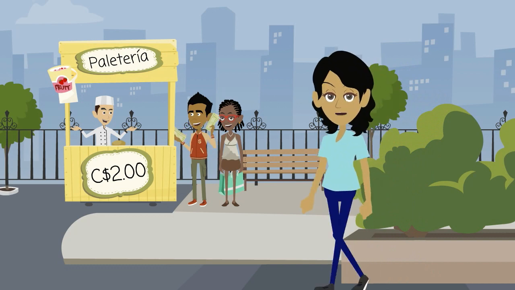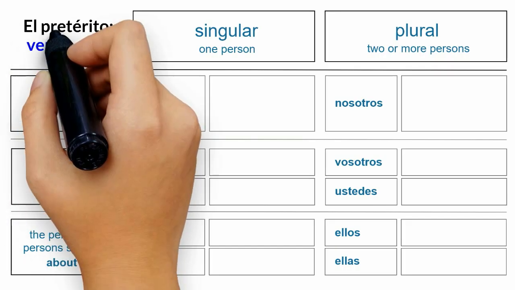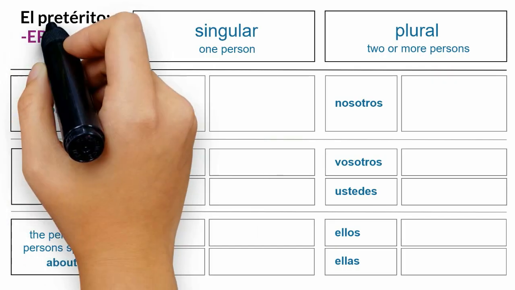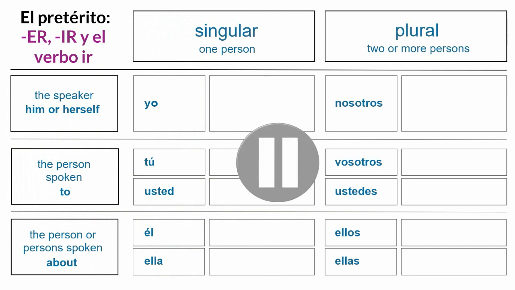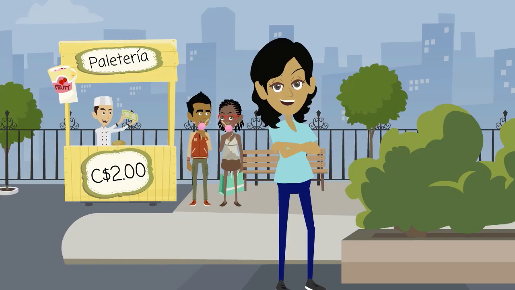Let's sort the verbs on your T-chart into the AR verbs chart and the chart with ER and IR verbs and the verb ir chart on your graphic organizer. Then underline the endings of the verbs that indicate the preterite. Now check your organizers with mine.